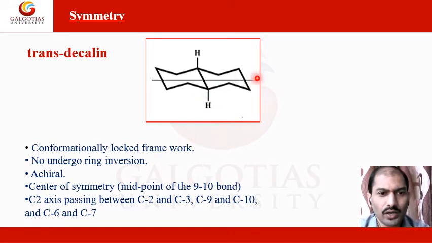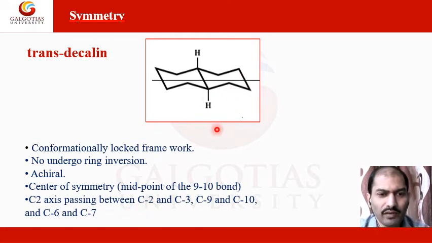It does not undergo any ring inversion. In terms of chirality, it is achiral; you can pass a plane through it dividing it into equal halves. There is a center of symmetry at the midpoint of the C9 and C10 bond. And there are C2 axes passing between C2, C3, C9 and C10, and C16, C17. So all the axes of symmetry are present here.